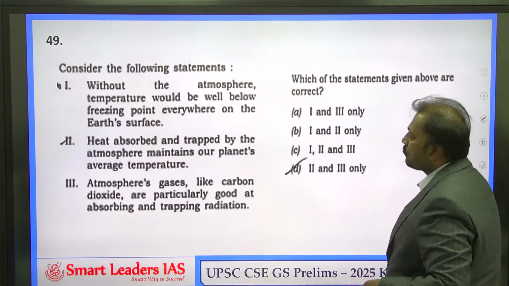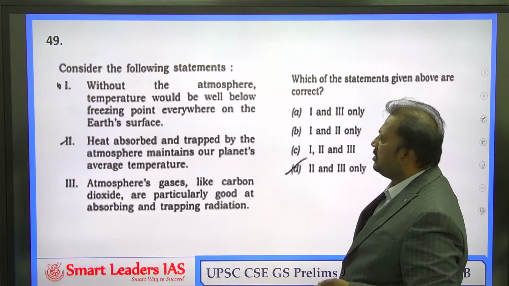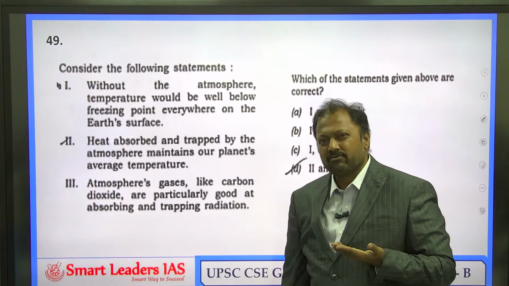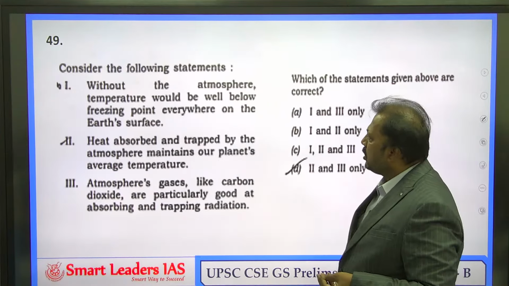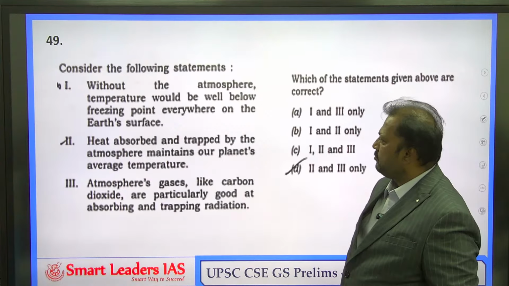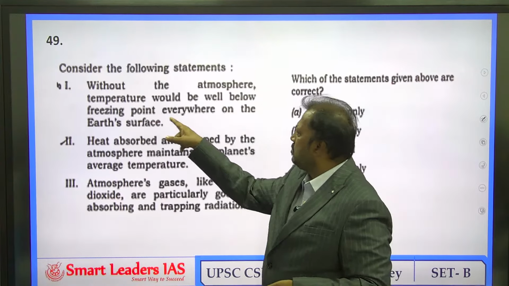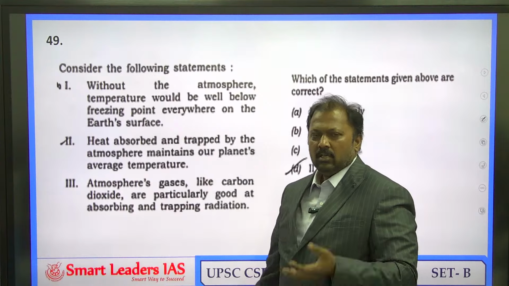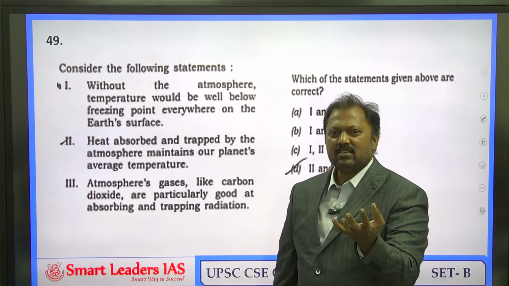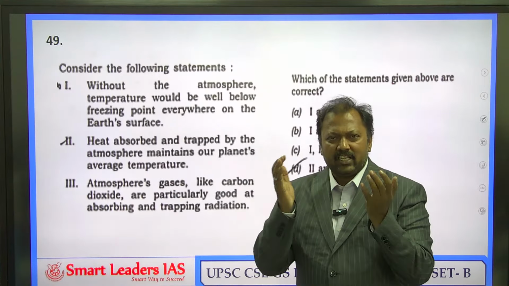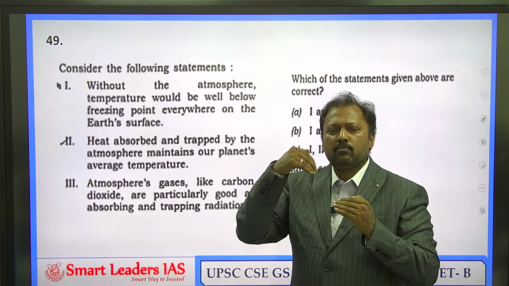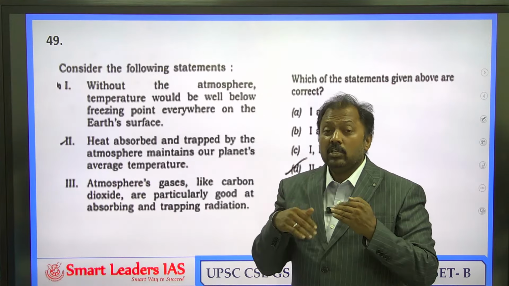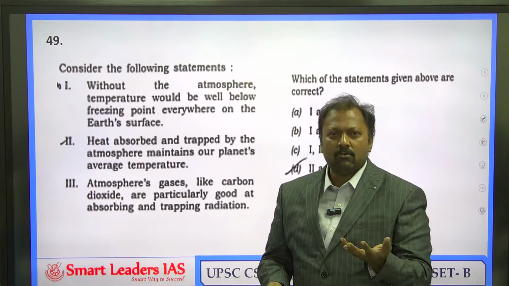Next, consider the following statement. It's a very fundamental question. If you see how the questions are based on very simple intelligence. Without the atmosphere, if there is no atmosphere, temperature would be well above the freezing point everywhere on the earth surface. Atmosphere is acting as a moderating effect. Whenever the temperature is going to be high, it will ensure that it will not be too high. Whenever the temperature is low, it will ensure that it will not be too low. That is called a moderation effect.